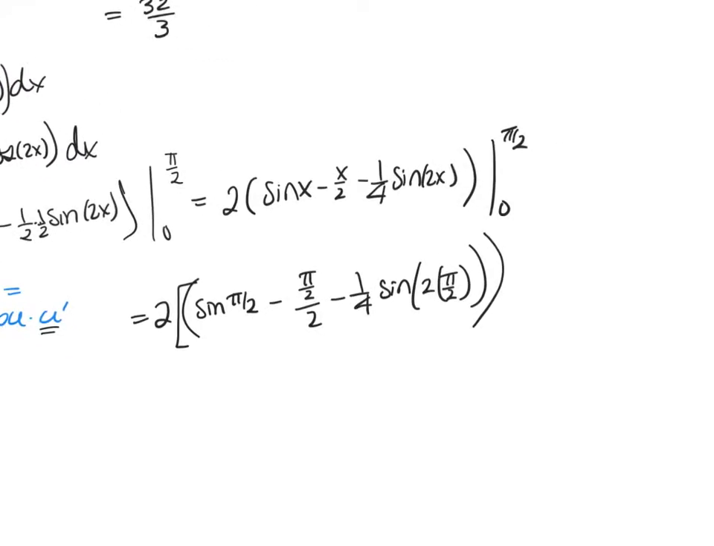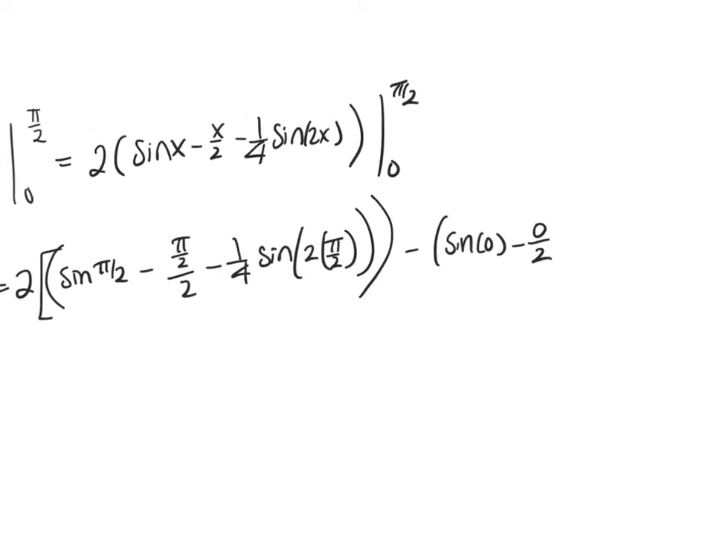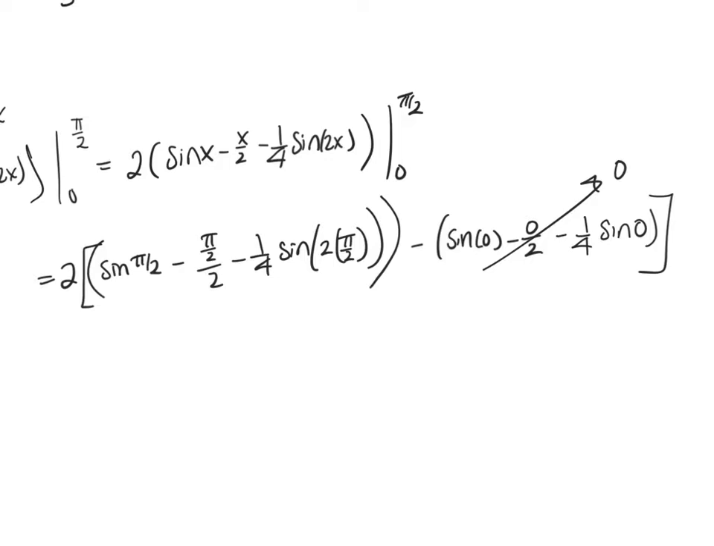And then I'm going to do minus the sine of 0, minus 0 divided by 2, minus 1/4 the sine of 0. Now, we love 0 because the sine of 0 is 0. So this whole thing goes to 0. So that's nice. And then what I'll have then is just 2.